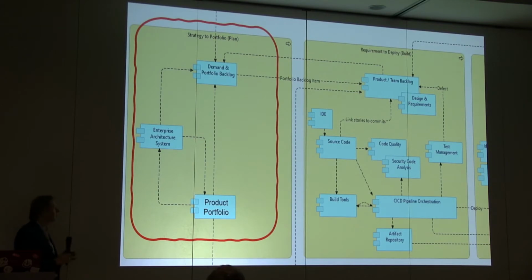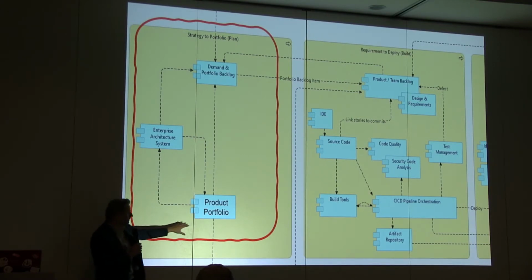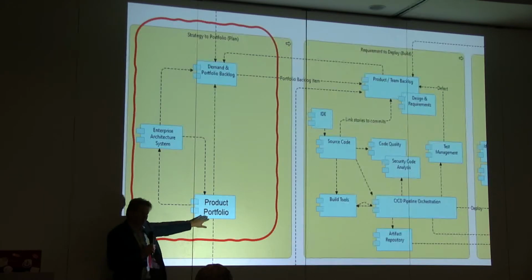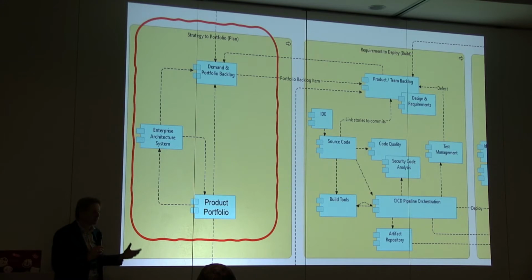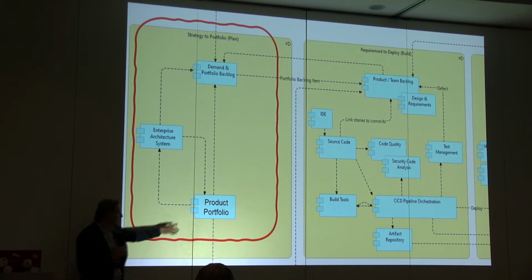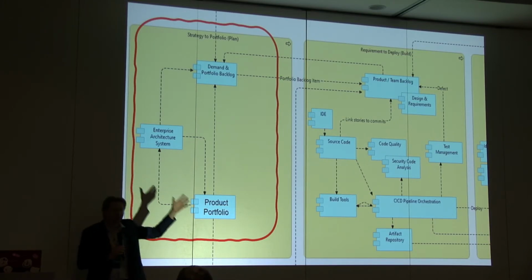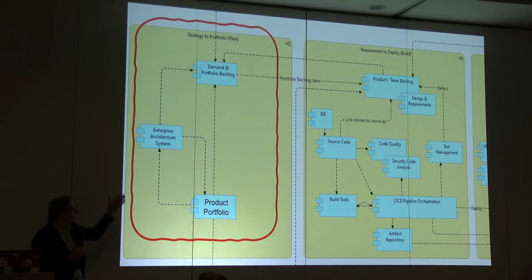Just zooming into this a bit, as I mentioned before, in the strategy to portfolio, which most organizations still lack, they're not very good at managing the portfolio, having a good product portfolio. You can call it an application portfolio if you will, but having a good portfolio of services: who owns it, which team is working on it, what are the strategic themes, what is the roadmap, how does the architecture evolve, and also how does my portfolio backlog look like.